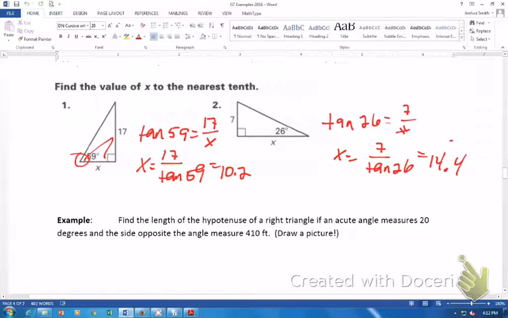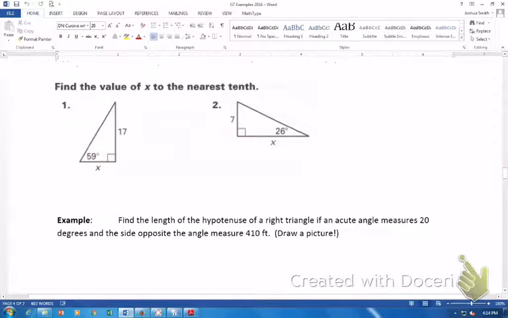And this is what you should have come up with. Okay? Both are going to use tangent, right? But from the angle, we know opposite and adjacent. So this is what your equation should look like and what you should come up with for the two x's. Okay? All right. Another example here for you.